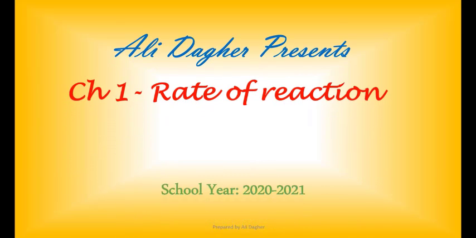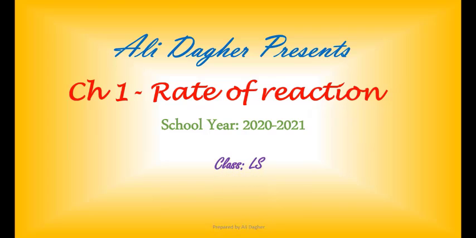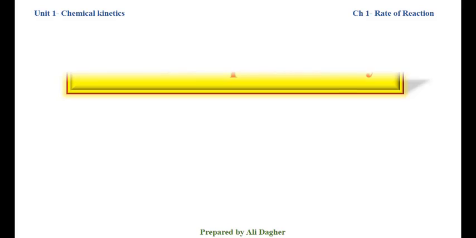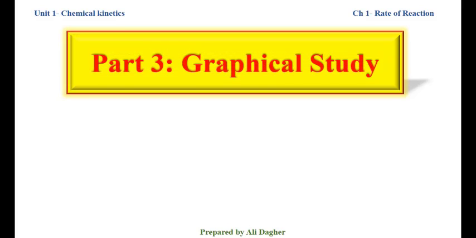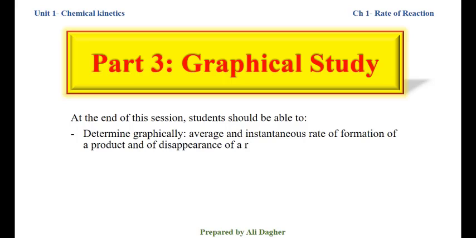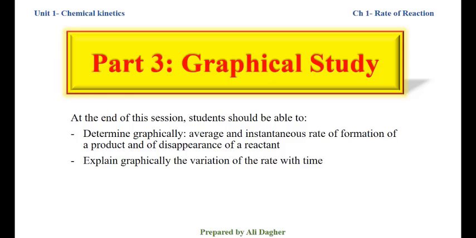Chapter 1, Rate of Reaction, Class Life Sciences. Part 3, Graphical Study. At the end of this session, students should be able to determine graphically the average and instantaneous rate of formation of a product and of disappearance of a reactant. Explain graphically the variation of the rate with time.